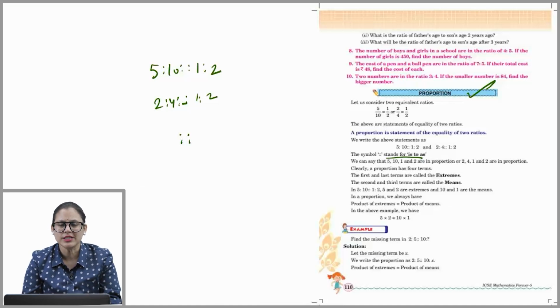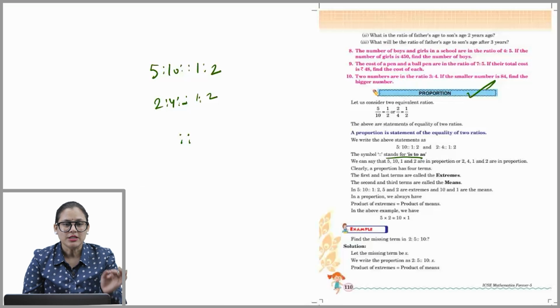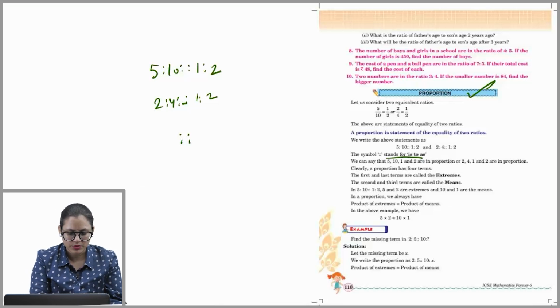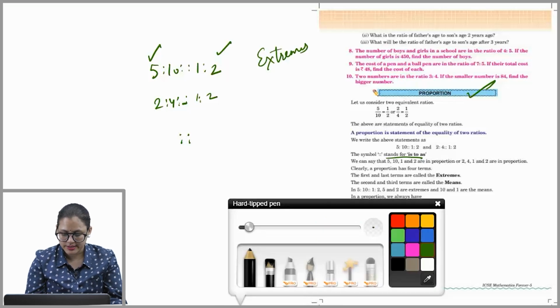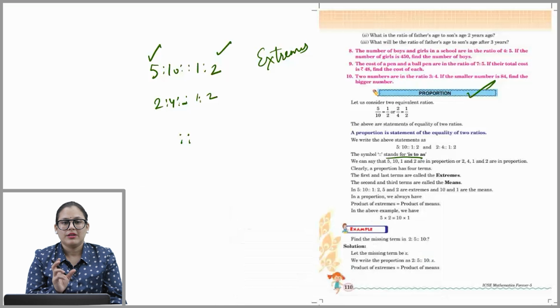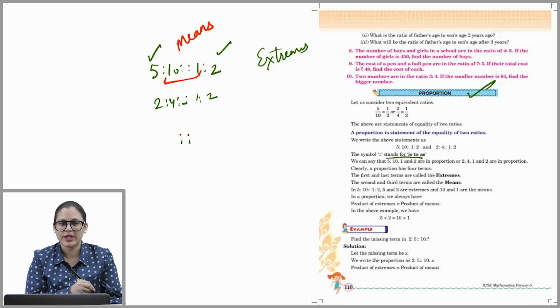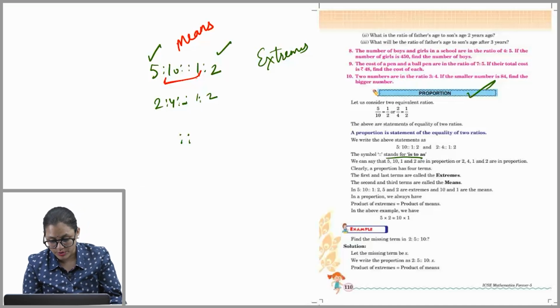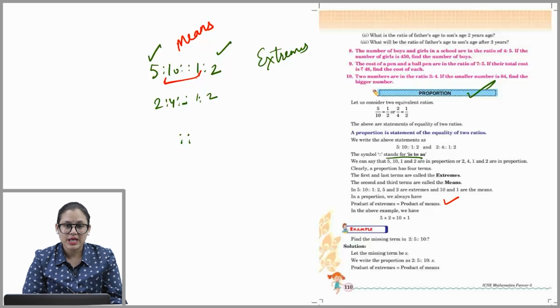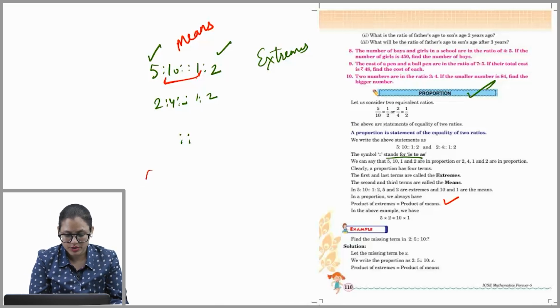Clearly a proportion has 4 terms. The first and last terms are known as extremes. And the second and third terms are known as means. So in a proportion we always have the product of extremes equal to the product of means. So in the above example we have 5 into 2 is equal to 10 into 1.